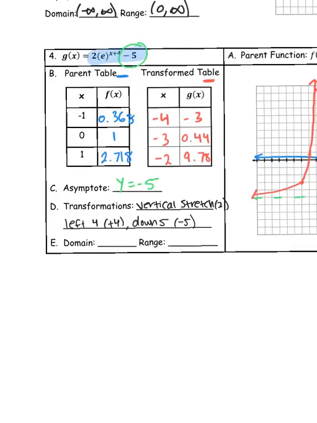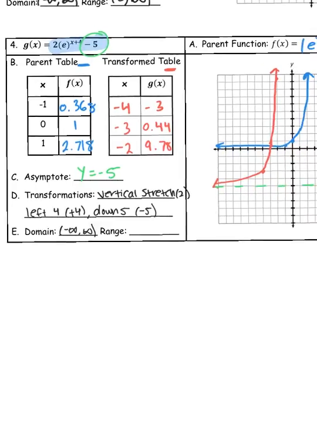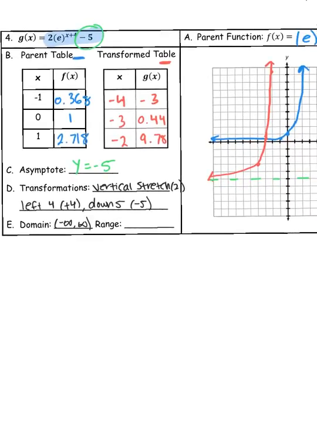Okay, my domain here is the same. I'm still looking at all real numbers. And my range is going to depend on the asymptote. So my asymptote here is at negative 5. And then I'm going to go to all the positive y values above that, so up to infinity.